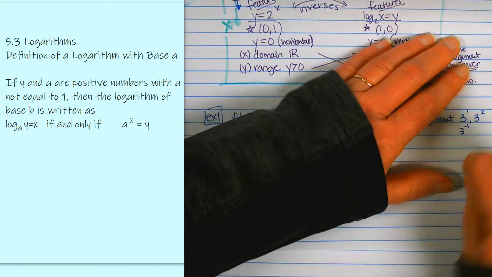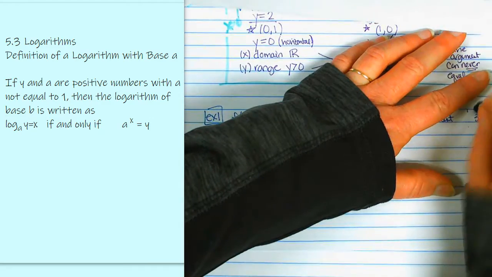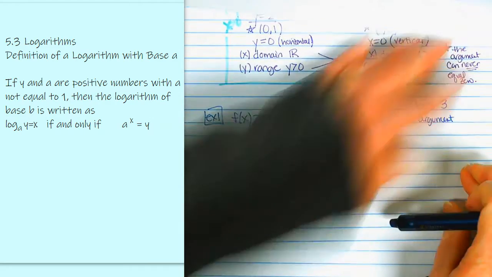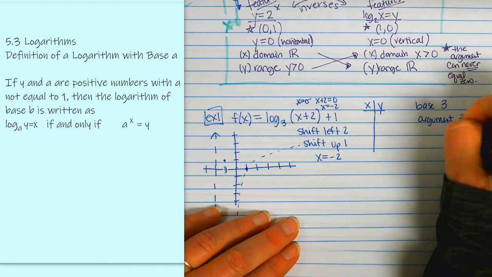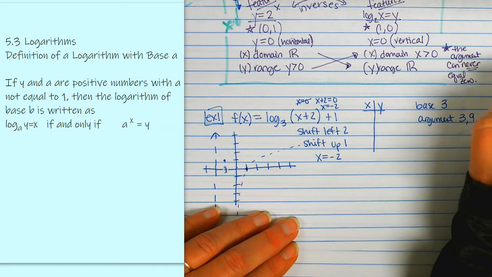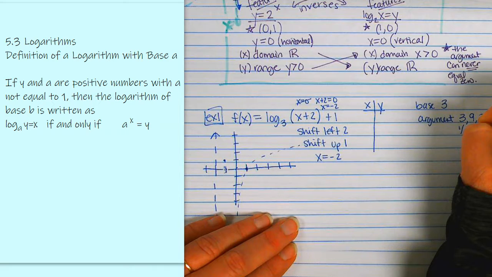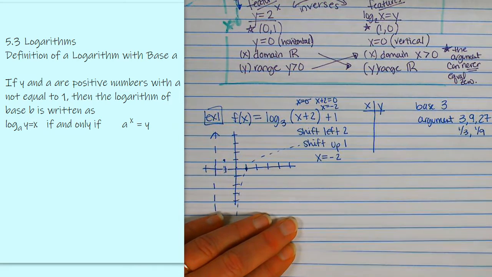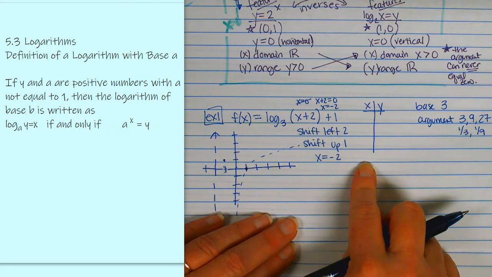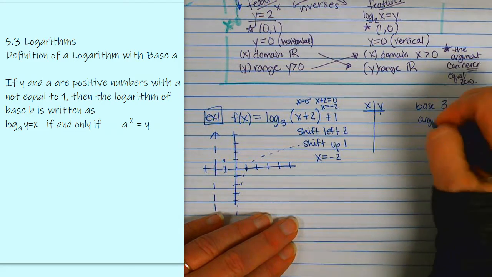So let me rewrite those in an easier way. 3 to the first power is just 3. 3 squared is 9. 3 to the third is 27. 3 to the -1 is 1/3. And 1/9 would be 3 to the -2. Those are what I want to try to use to plug into my XY chart. So these are my goals, okay? Argument goals.